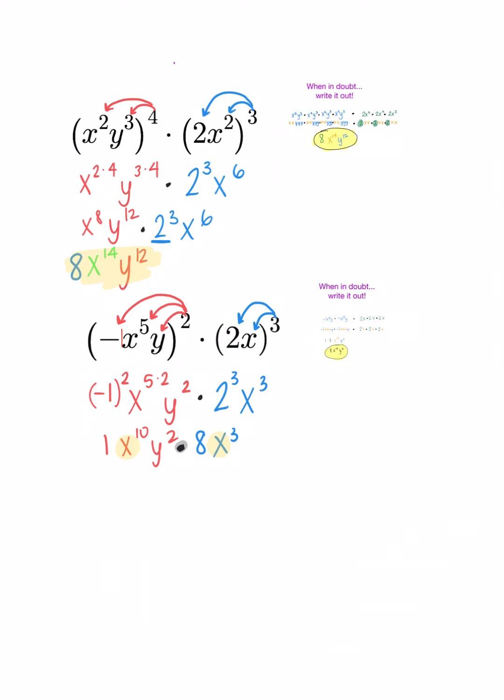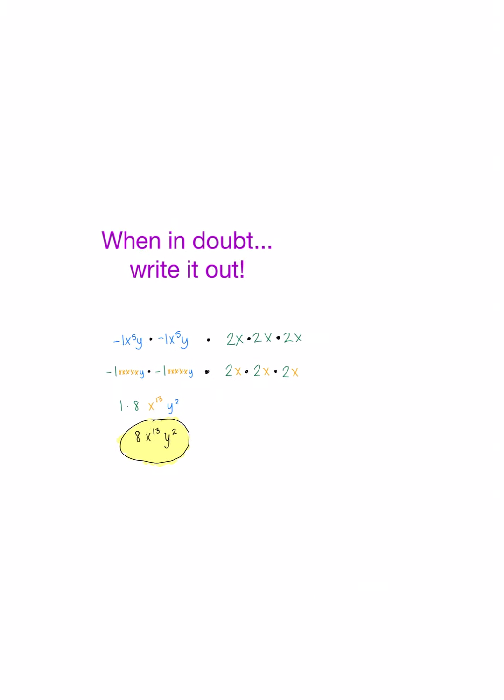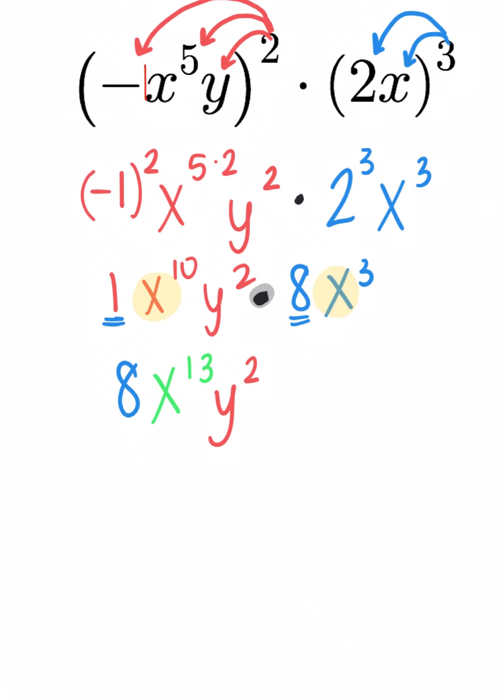So I'm going to do that. x to the 10th times x cubed would be x to the 13th. I still only have one y, so y squared, and then I'm going to multiply their coefficients. So 1 times 8 would give me 8, x to the 13th, y squared. Again, checking, when in doubt, write it out. I got the exact same thing when I wrote out every piece, 8x to the 13th, y squared.